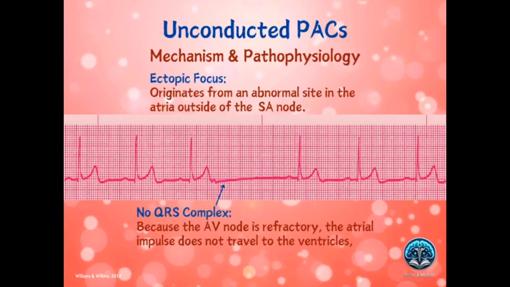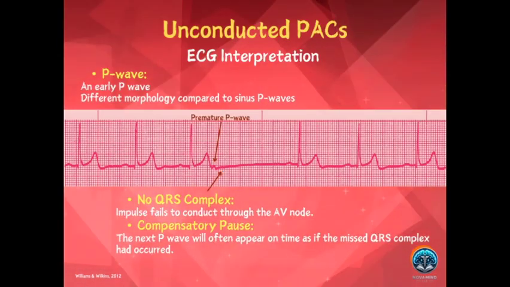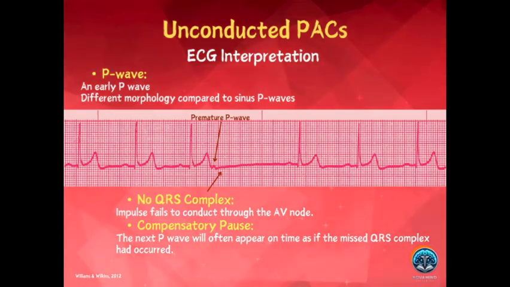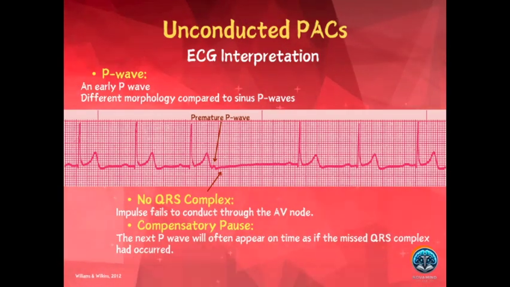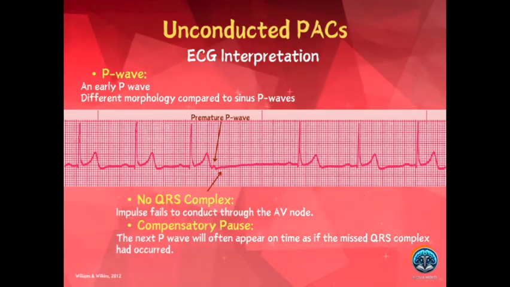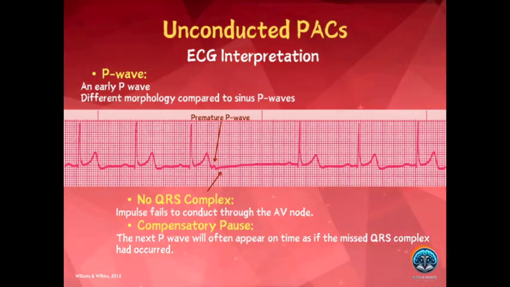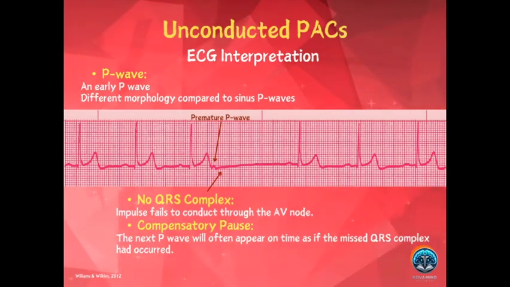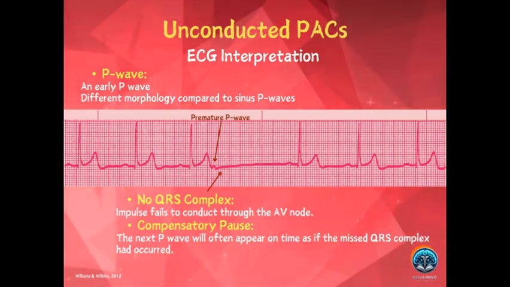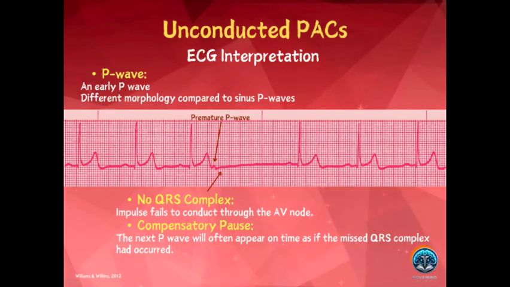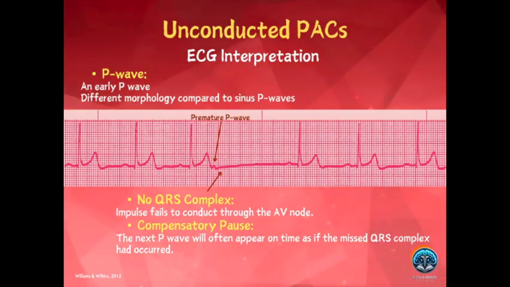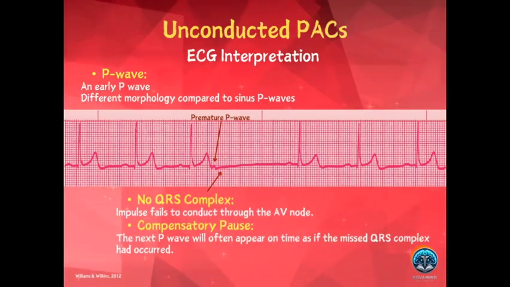serious arrhythmias or blocks. In ECG interpretation, the unconducted PACs have an early P wave, often with a different morphology compared to the sinus P wave, indicating its ectopic origin. There's no QRS complex following the premature P wave because the impulse fails to conduct through the AV node. Compensatory pause: the sinus node resumes its activity following the premature beat, and the next P wave will often appear on time as if the missed QRS complex had occurred.